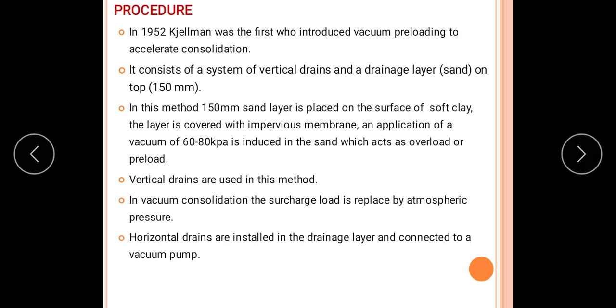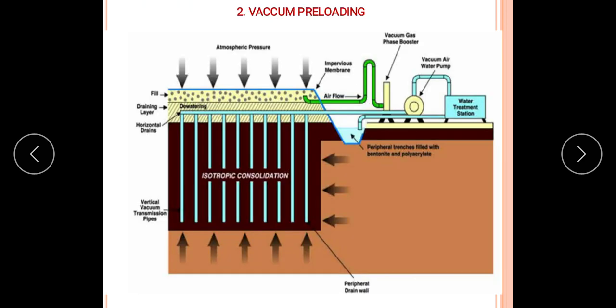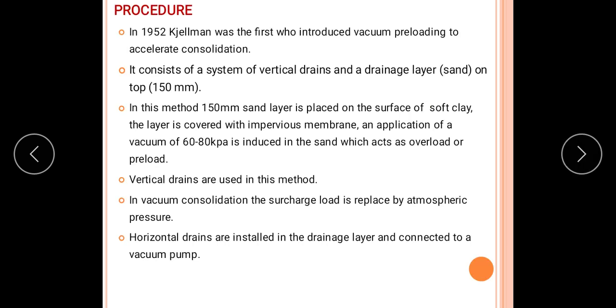In this method, a 150 mm sand layer is placed on the surface of soft clay. The layer is covered with an impervious membrane. A vacuum of 60 to 80 kPa is induced in the sand, which acts as an overload. So here we are using a vacuum pump, by which we are applying the load onto the sand layer. We use the vacuum pump to apply a pressure of 60 to 80 kPa instead of a vertical load or embankment construction. So vertical drains are used in this method.